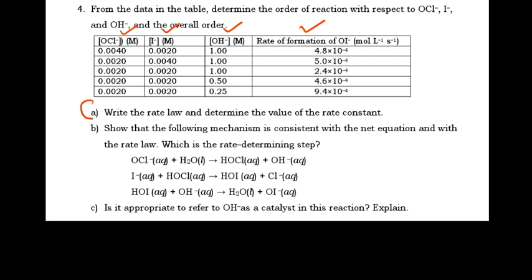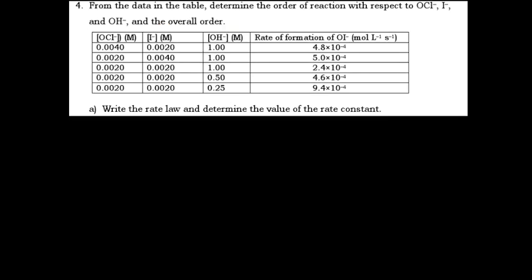That's part A. Part B, we are given the mechanism, consistency with a net equation, and of course with the rate law, which is the rate determining step. Is it appropriate to refer to hydroxide as a catalyst in this reaction? So let's first of all answer them in the order we are given. So first of all, let's find the rate law.